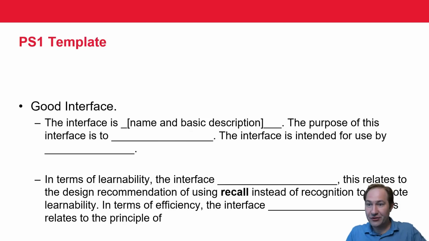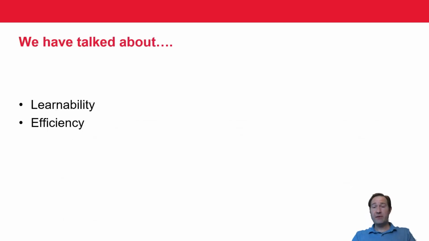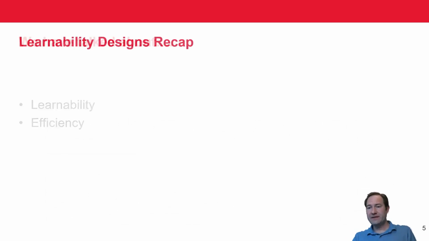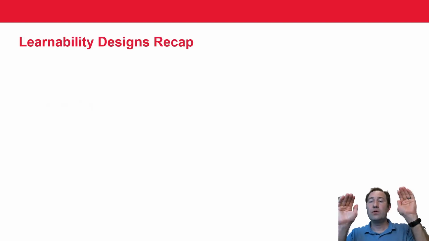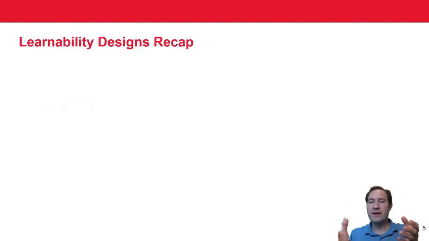So what specific concepts have we talked about? I thought I'd give you a recap of those. It was kind of good for me to actually remind myself exactly what I've said too. So far we've talked about learnability and efficiency. In terms of learnability, here are the designs and ideas and concepts we've talked about. First, and again, what you can use these for is to describe the specific way that the UI either promotes learnability or inhibits learnability by either adhering to these principles or going against them. Okay?